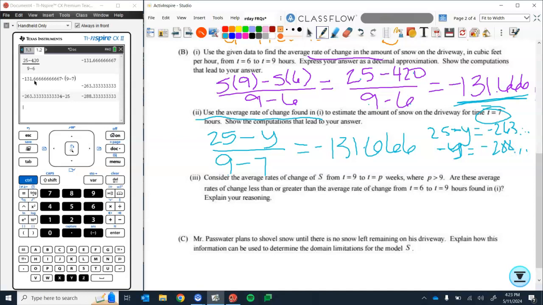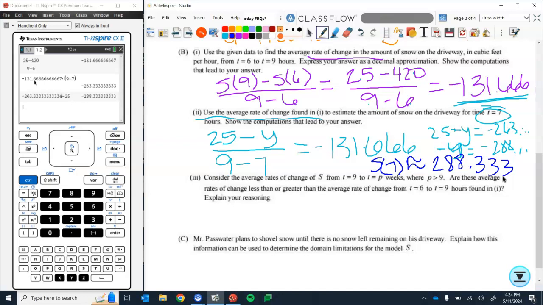Well, we are estimating S of 7. So S of 7 is about 288 point, and I'm getting this from my calculator, 333. Again, if you want to write the equation and do that, totally fine.